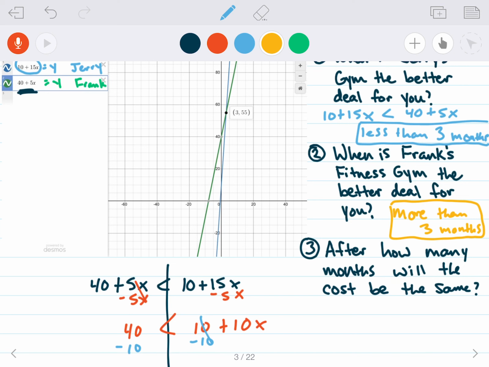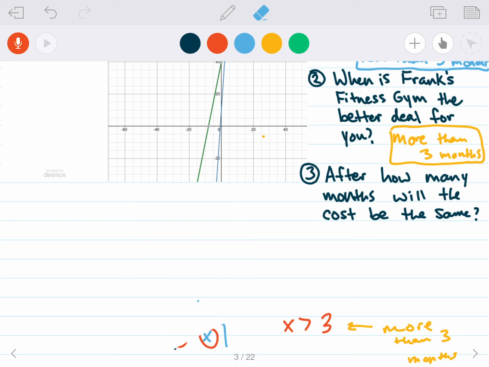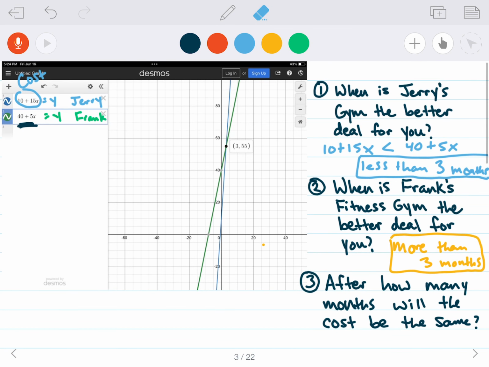Now let's take a look at what these two questions look like graphically. So keep in mind that the green line is Frank's gym and the blue line is Jerry's gym. So with the first question, when is Jerry's gym the better deal for you? Less than 3 months. Well, that's going to be in between, let's see, that's going to be this section right here.